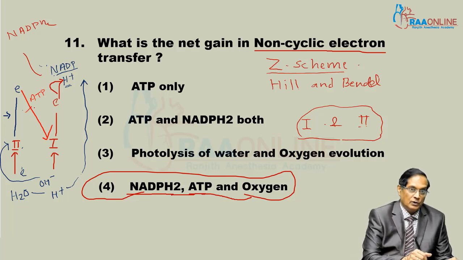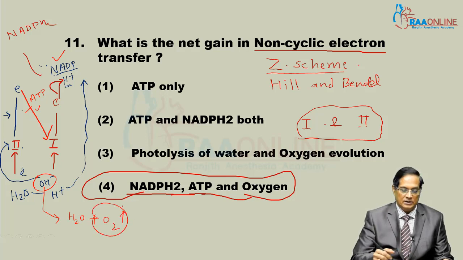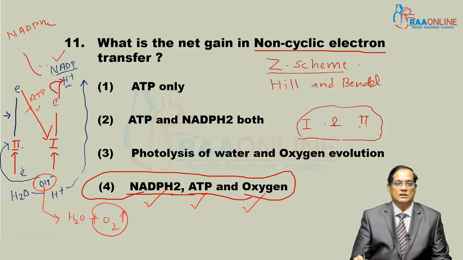So one compound is ATP, the other is NADPH2, and here OH ions, after providing electron to pigment system 2, are converted into H2O plus O2, and this oxygen is released in the environment. So what is the result? NADPH2 formation, ATP formation and evolution of oxygen. So the last answer is correct.